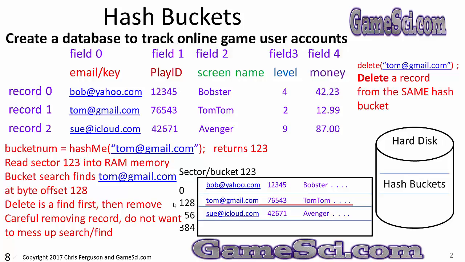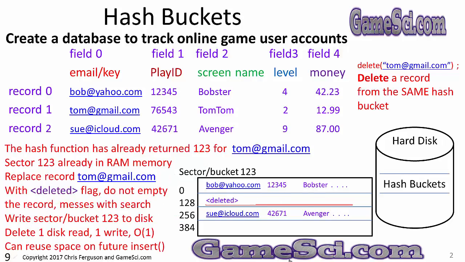Like many database operations, the first step of a delete is to find what you're deleting. And we just found our record at byte offset 128 in bucket 123. Delete is a find first, then remove. But we have to be careful when removing a record. We do not want to mess up the find or search algorithm.